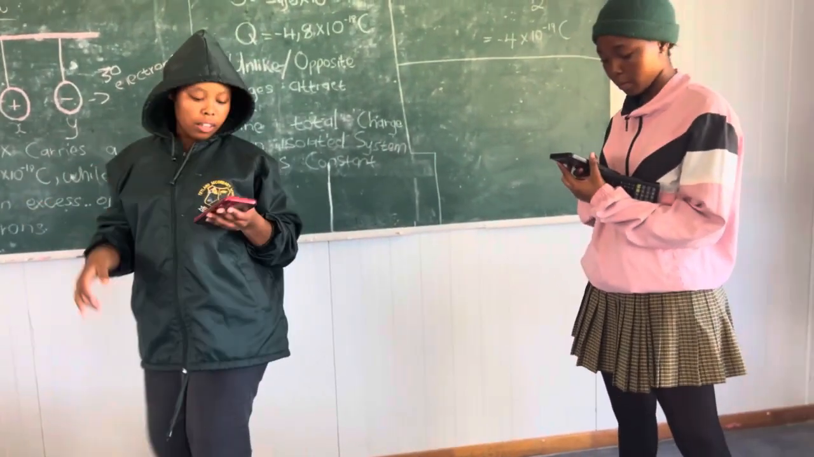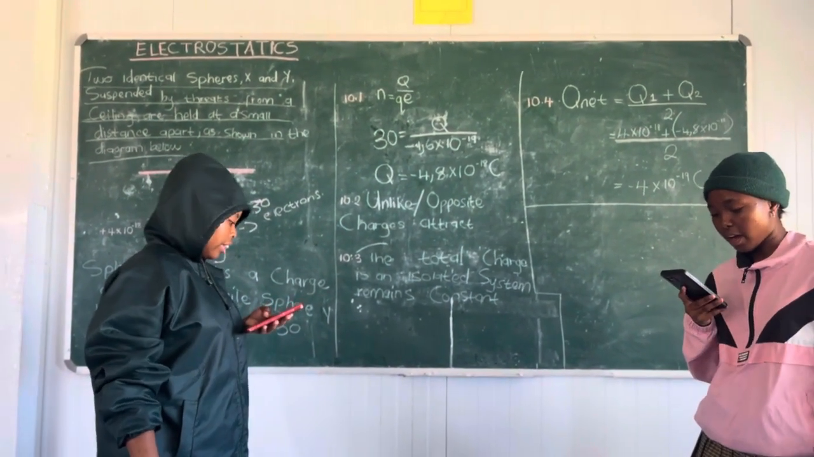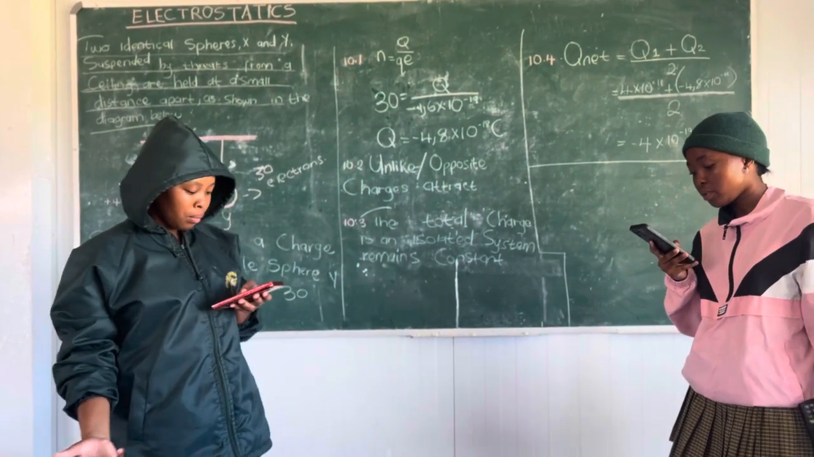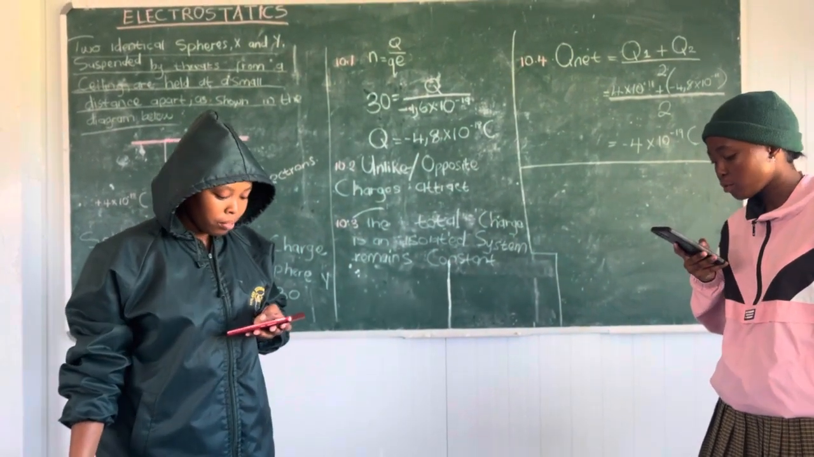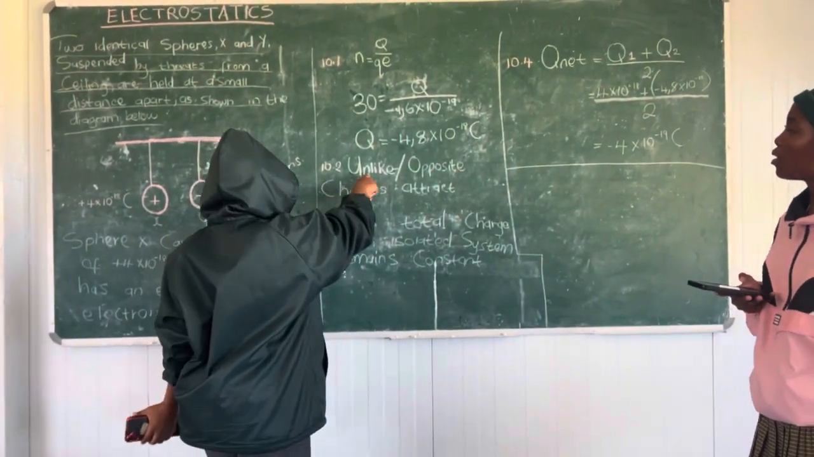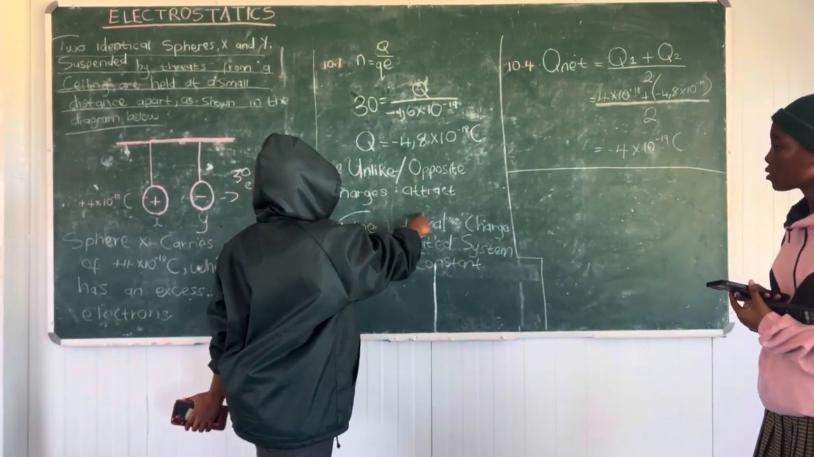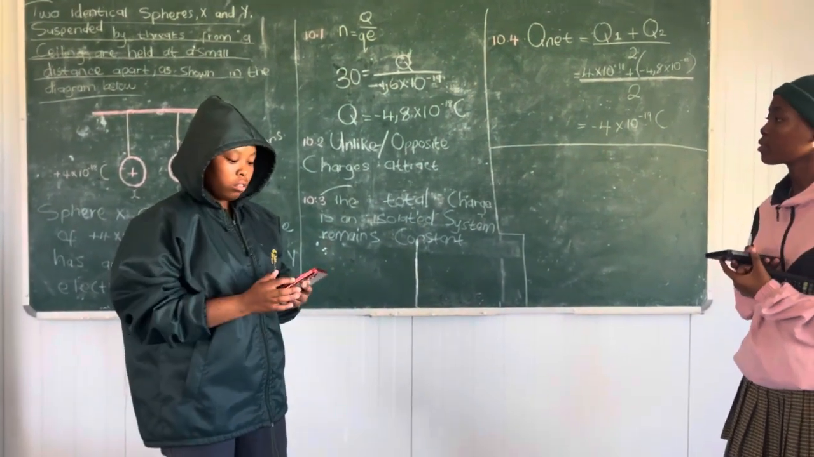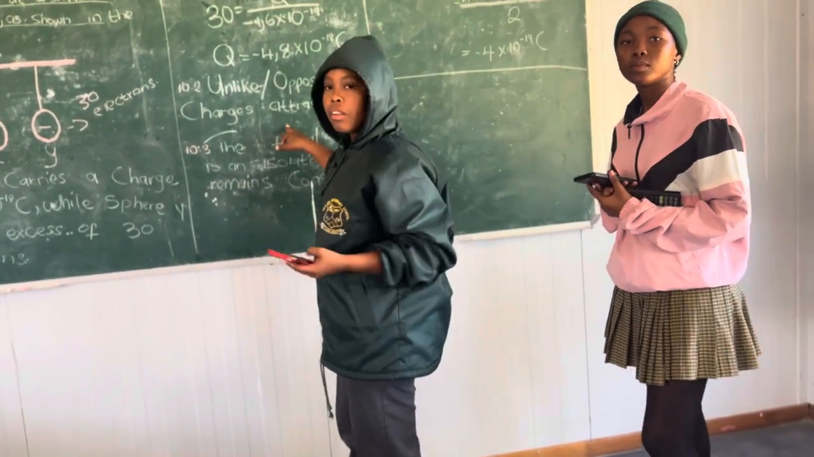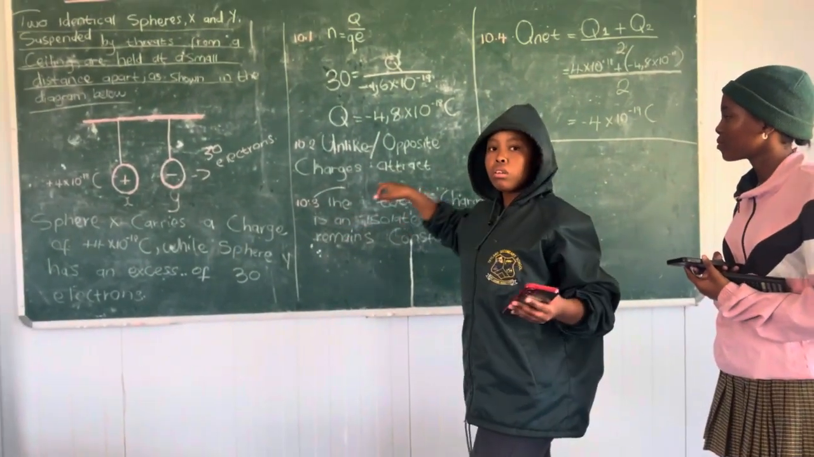Good question. The second question, 10.2: the spheres are now released and they move towards each other. Give a reason why spheres X and Y move towards each other. The answer is that opposite charges attract. A positive charge attracts a negative charge, or you can simply say that unlike charges attract one another.